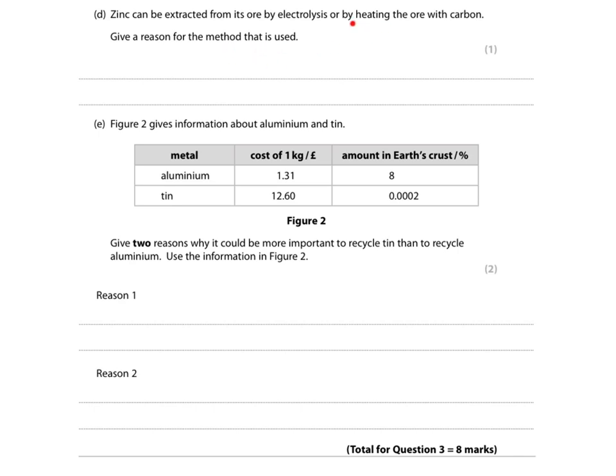So we can heat stuff and extract stuff with carbon if carbon is more reactive than the metal that we want. Now, if you remember your reactivity series, you'll see that zinc is less reactive than carbon. Because it's less reactive than carbon, we can use this method. And this method is a lot cheaper and a lot quicker and easier than electrolysis. If the metal was more reactive than carbon, we'd have to use electrolysis, but we don't want to because it's quite an expensive process.